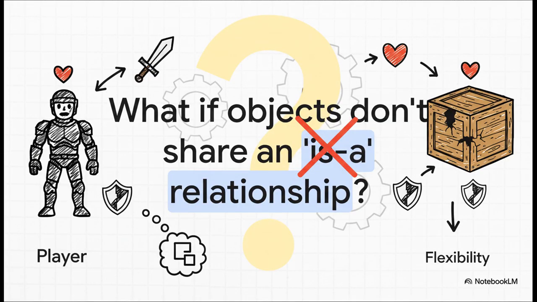Okay, inheritance is awesome, but it does have its limits. What happens when two things need to share a capability, but they don't really have an is-a relationship? Like, a player can take damage, and a wooden crate can take damage, but a player is definitely not a type of crate, right? That relationship doesn't make sense. For situations like this, Unity champions a different and honestly a more flexible approach.